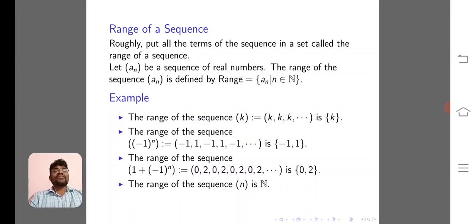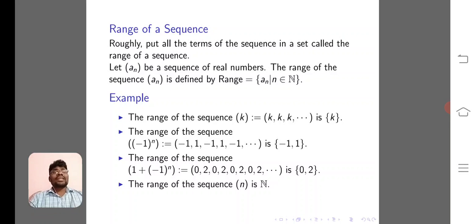Take a constant sequence, a_n = k, where k belongs to the real numbers. What is a1, the first term? a1 is equal to k. What about the second term? a2 is also k. Similarly, a3 is also the constant k, and a_n is also k. So the range of the sequence contains only one term, that is the singleton {k}.